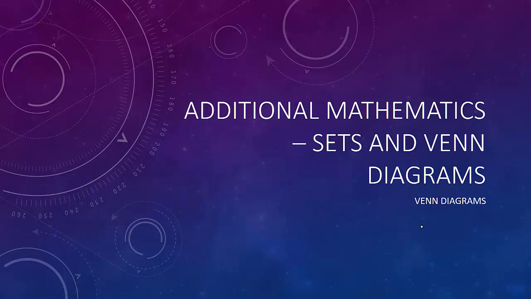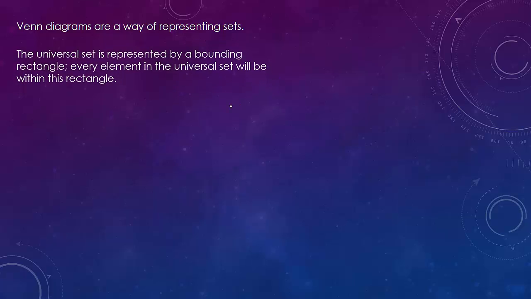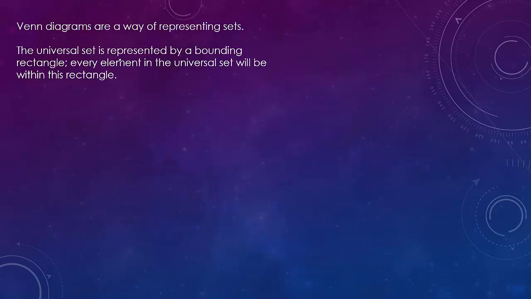Venn diagrams. Venn diagrams are a way of representing sets. The universal set is represented by a bounding rectangle. Every element in the universal set will be within this rectangle. Sets of elements within the universal set are represented by ellipses. Some people say circles here, but strictly speaking, Venn defined it as ellipses.